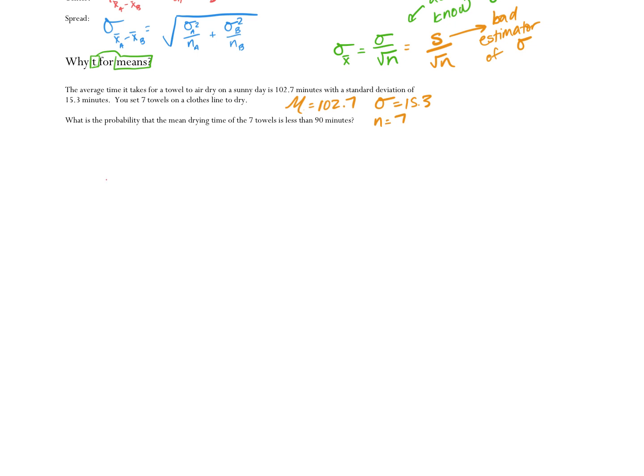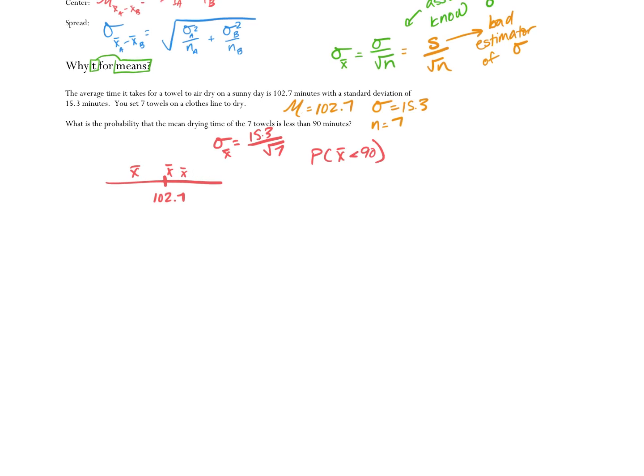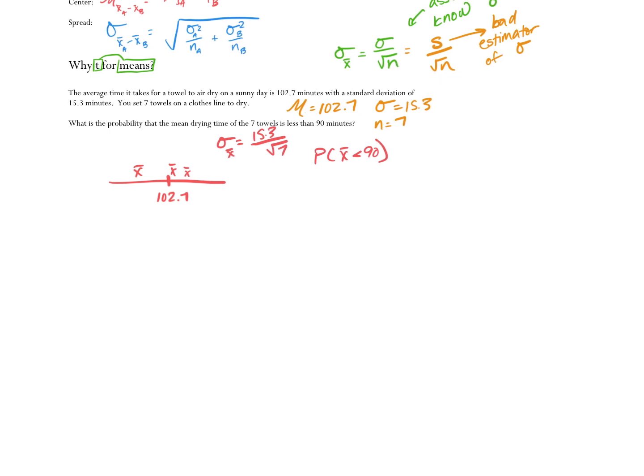So as we go to do this question, I would make an argument right now. So essentially we want to find the probability that X bar is less than 90. So what we would want to do is think through, well, what do we know about the possible X bars? Well, I know the mean of those X bars is 102.7. I know the standard deviation of the X bars is going to be 15.3 divided by the square root of 7. And the reason I'm dividing by the square root of 7 is we want to think through how the samples are spread out, not the individual values, okay?